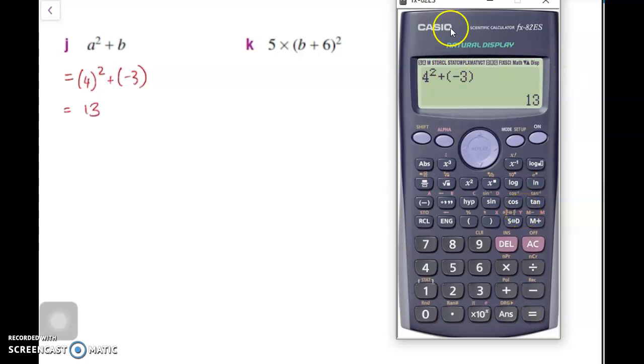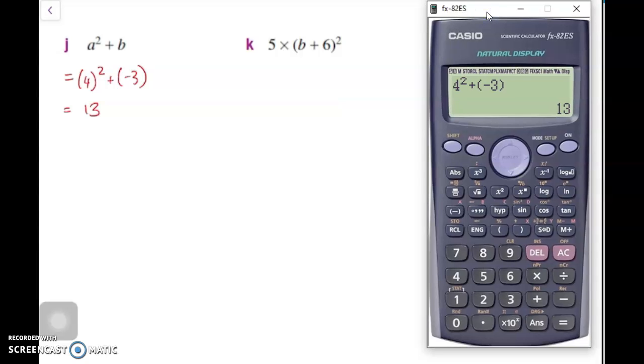For question K, we have 5 times B is negative 3 plus 6, all squared. So we do 5 times, in our calculator, negative 3 plus 6, all squared. That gives you 45.